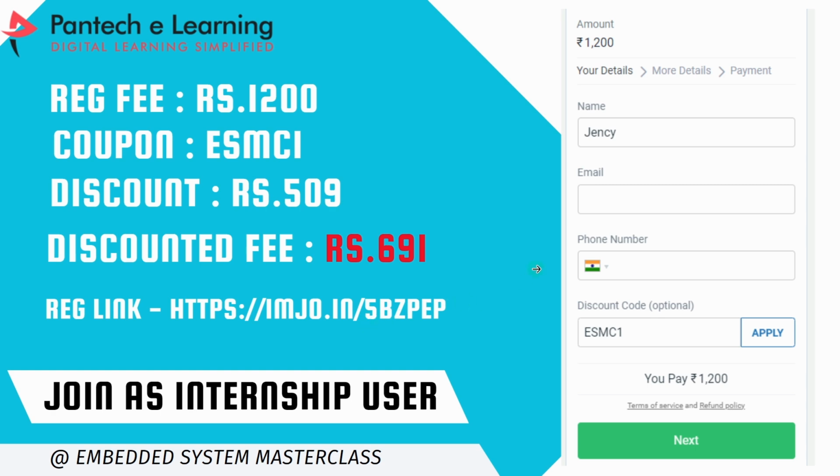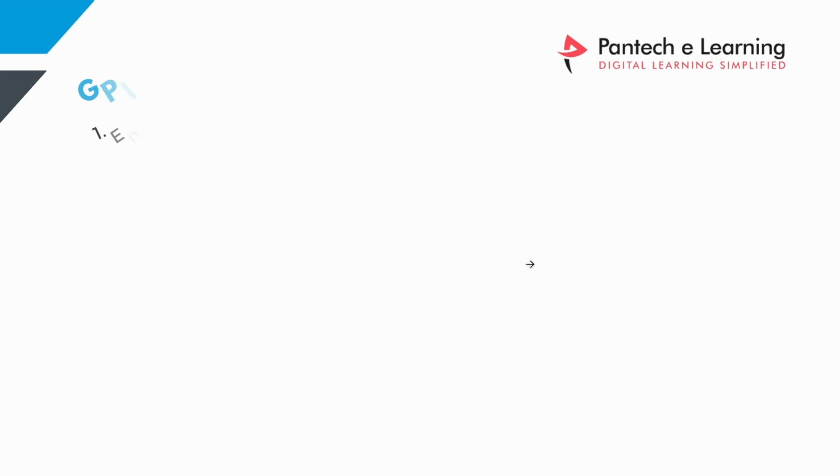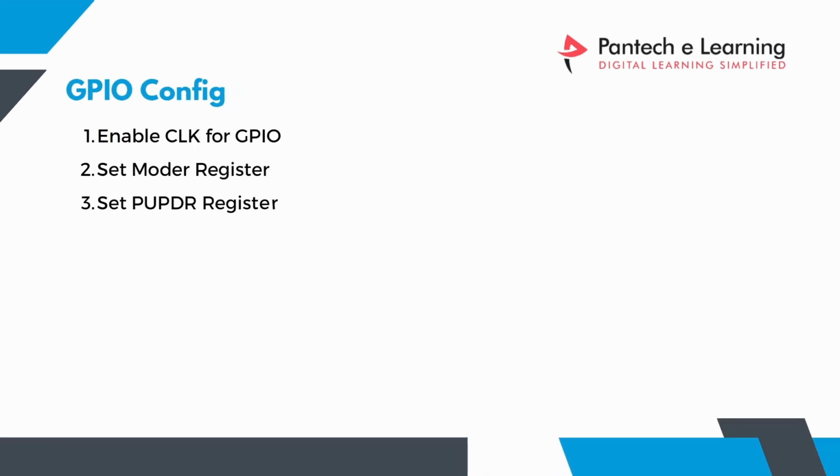Okay, so we will get into the concept. What are the things we are going to do? First, we will create a GPIO config function which will enable GPIO. Then, based on which port we are using, we have to set the mode register, which is what mode we are using: alternate function, input, or GPIO output. Next is the pull-up/pull-down register. We have to say whether the pin is in pull up or pull down.